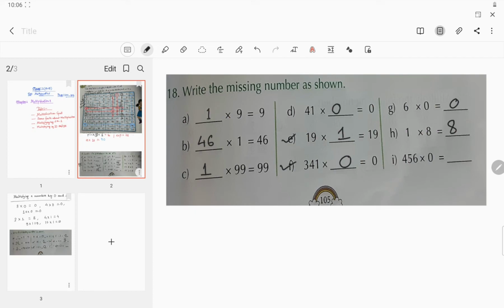Now question number I. 456 cross 0. 456 times 0. So you are not going anywhere. So what would be the result? Yes, 0. So this is our required result, and we have done 18 very easily, right?